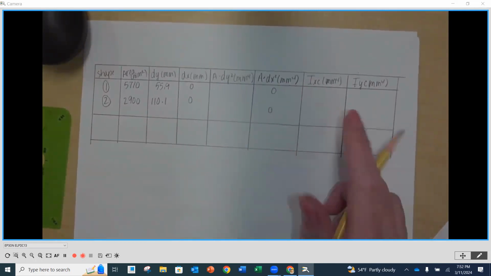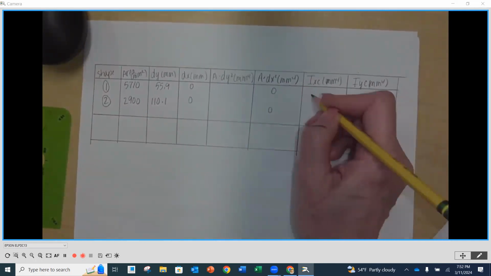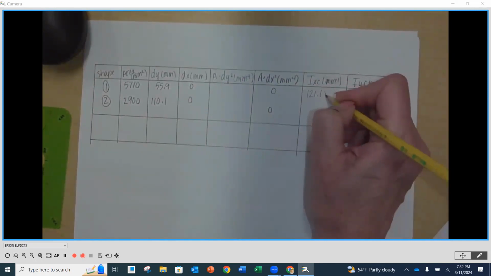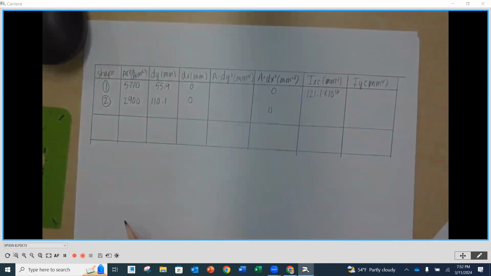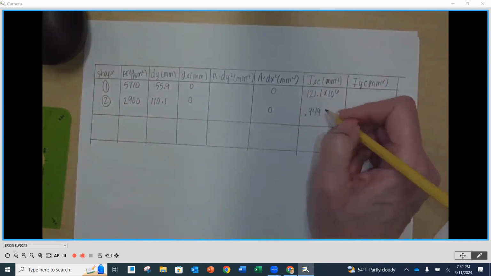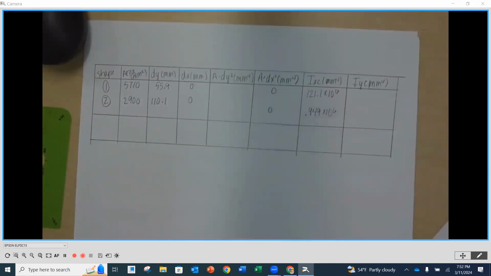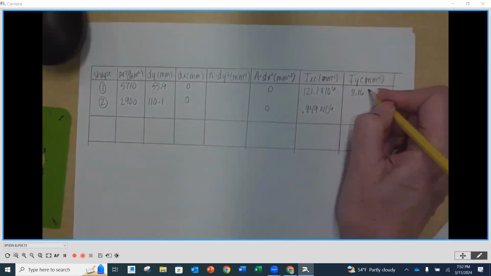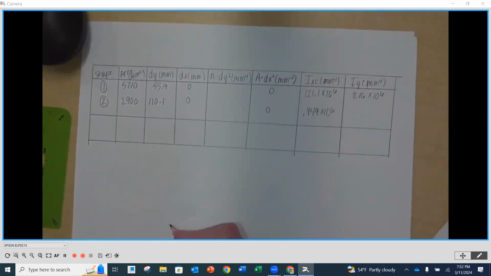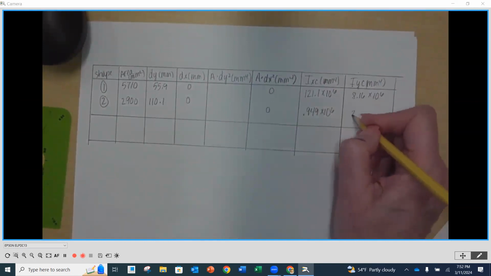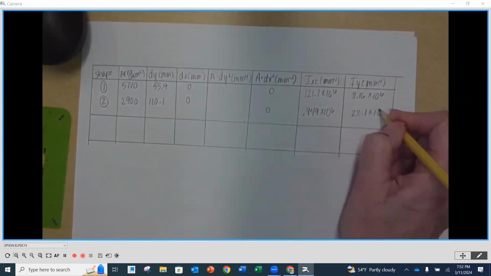And then I'm going to fill in my IXC's and my IYC's. So my IXC1 was 121.1 times 10 to the 6th millimeters to the 4th. My IXC2 was 0.949 times 10 to the 6th millimeters to the 4th. My IYC1, 8.16 times 10 to the 6th millimeters to the 4th. And IYC2, 28.1 times 10 to the 6th.